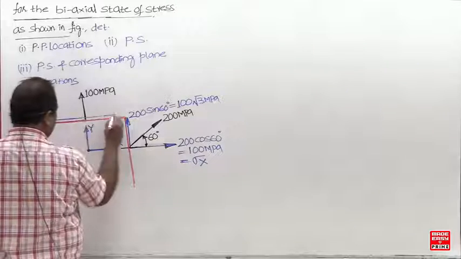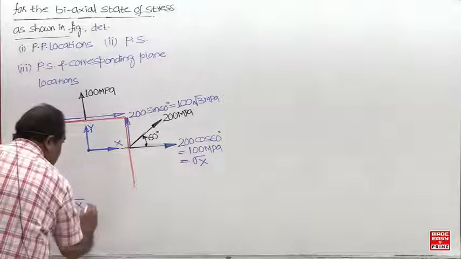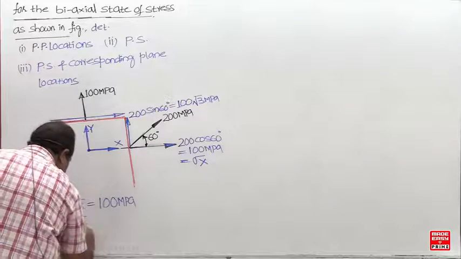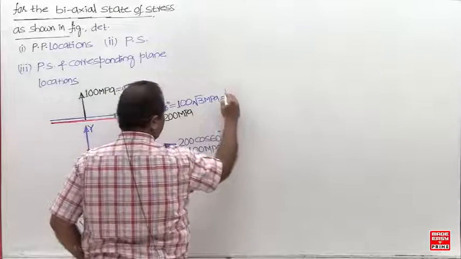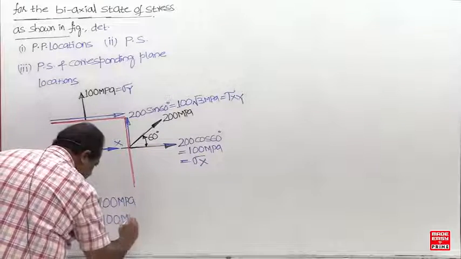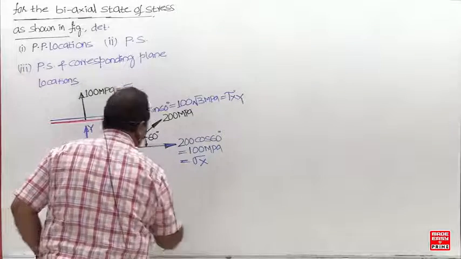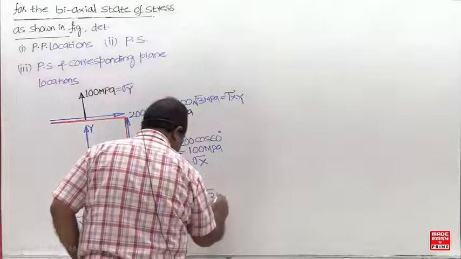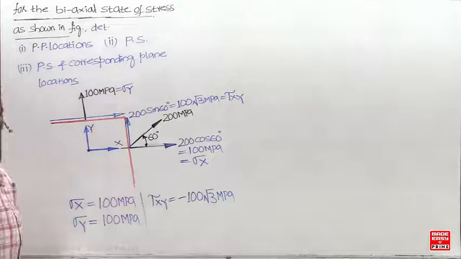Once you know this, the remaining is simple. Now directly you can do the remaining calculation. Sigma x is 100. Sigma y is directly also 100. Then tau xy is minus 100√3. That's all. The remaining calculation you can do now.